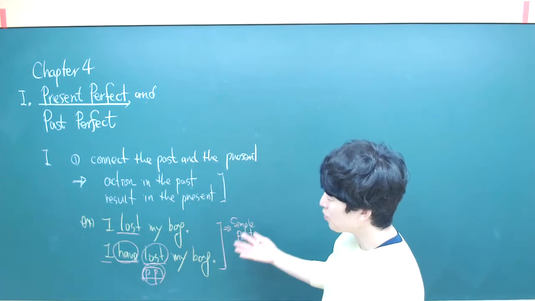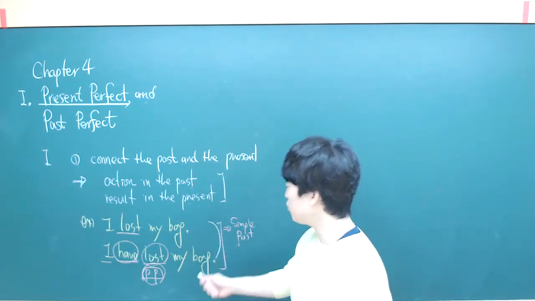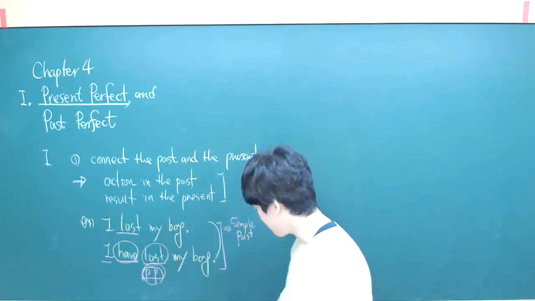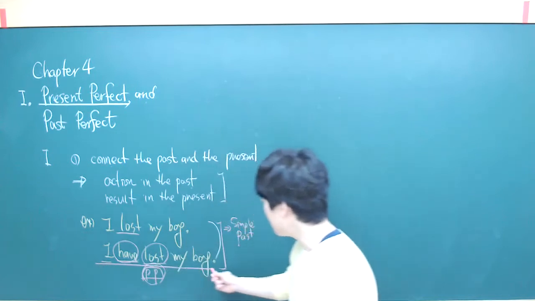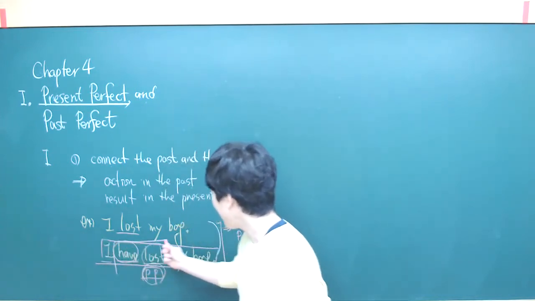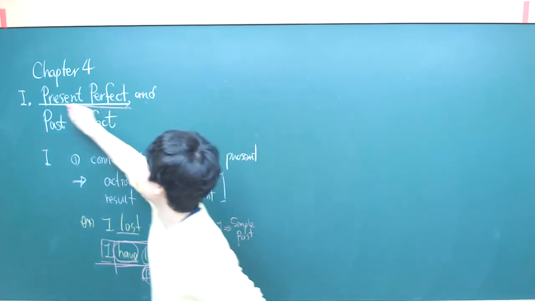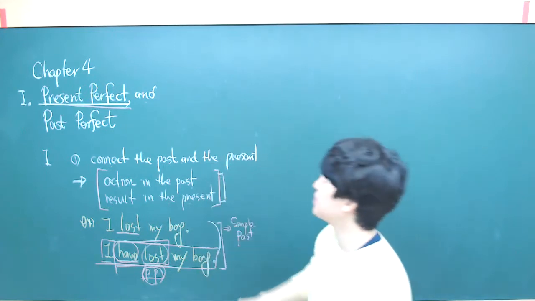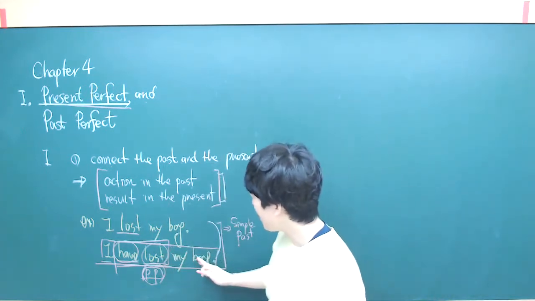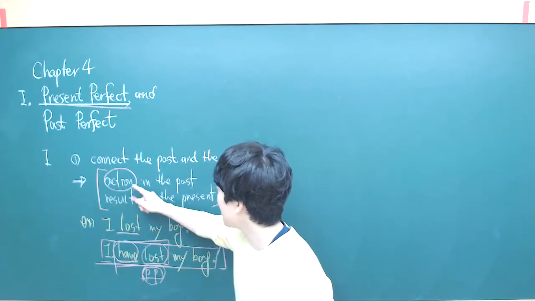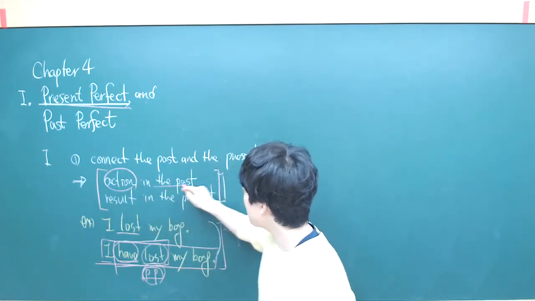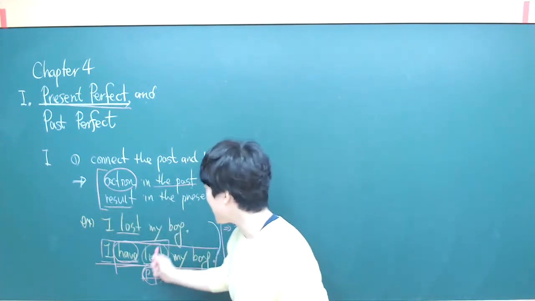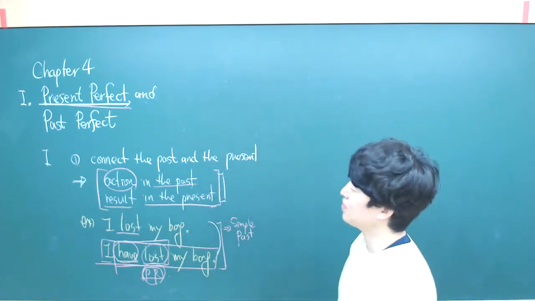And what on earth is the difference in meaning between these two sentences? I lost my bag. I have lost my bag. When you write down this sentence, you used have lost, which is present perfect. Then you meant this: losing my bag, the action occurred in the past, and the result of losing your bag still affects the present.